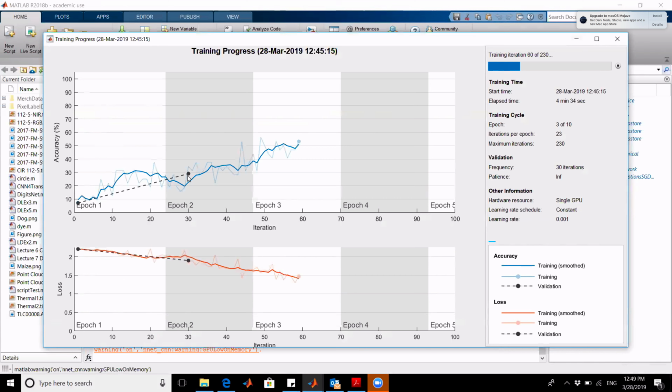I think now it's run another validation, and that's the reason why it gets long. So now validation gets to around 40%.